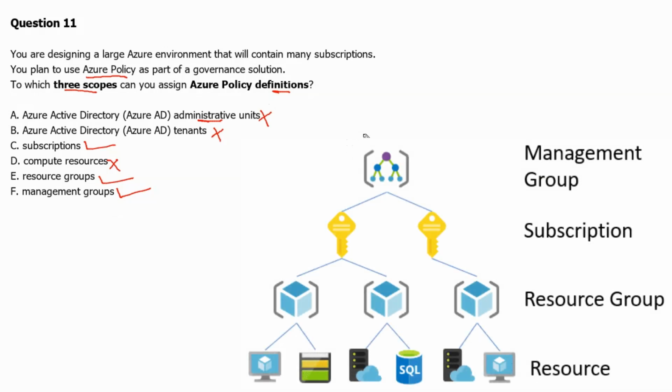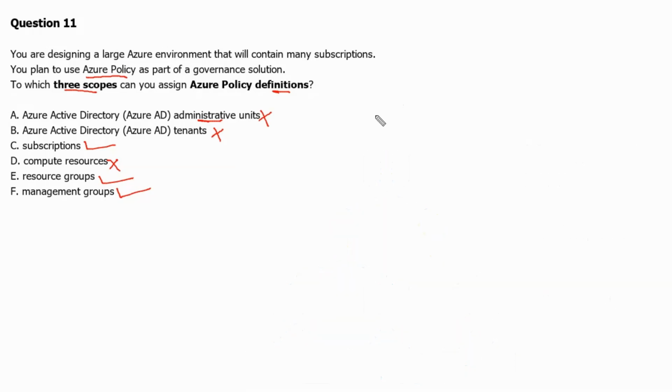Further, you can see in the diagram that on the top level we have management groups which can contain multiple subscriptions, and under the subscriptions we have resource group and then the resources. So we can provide the Azure policy definition on management group level, subscription level and resource group level, and to individual resource. Therefore, option C, option E and option F are the correct answer.